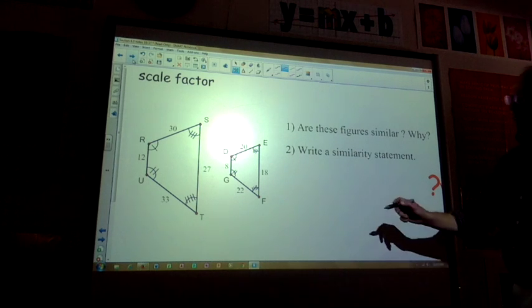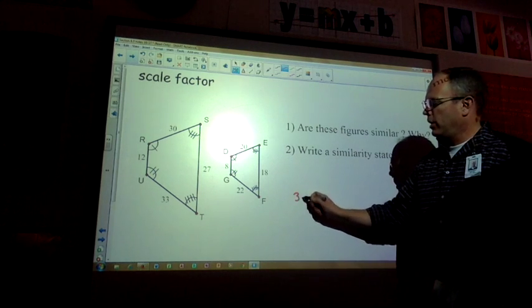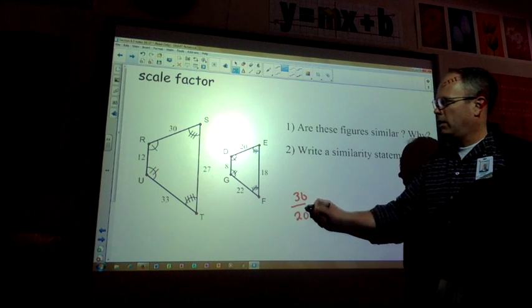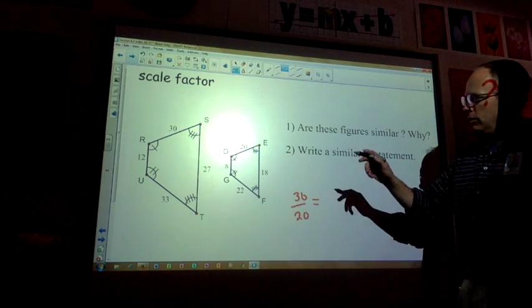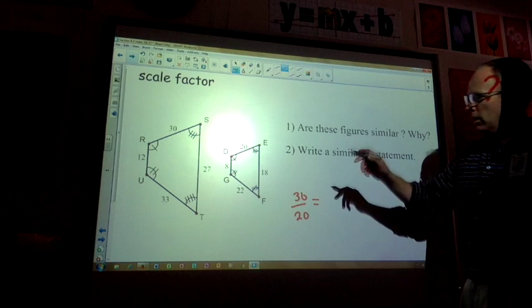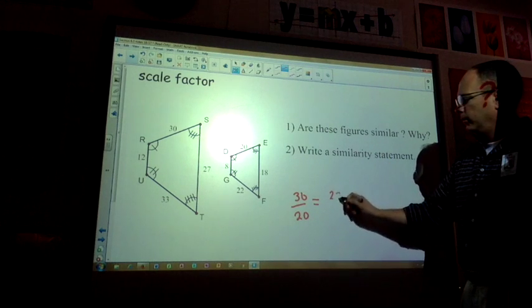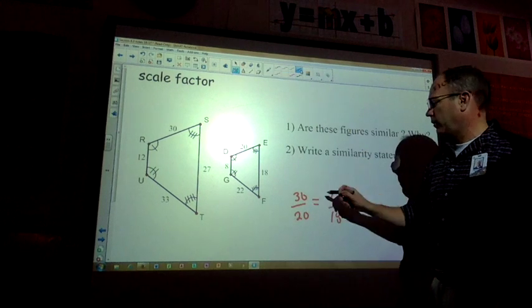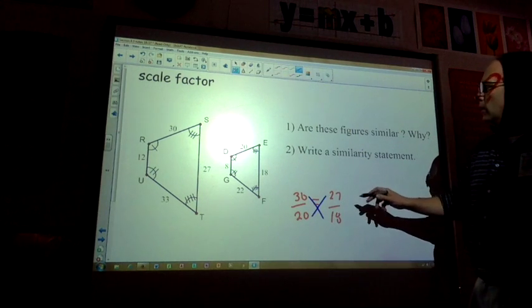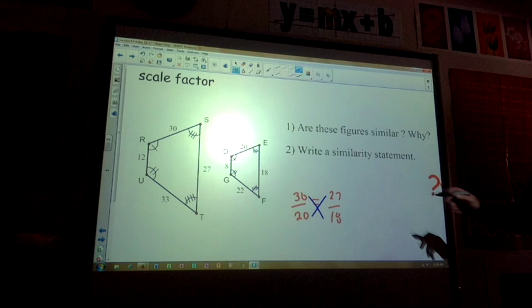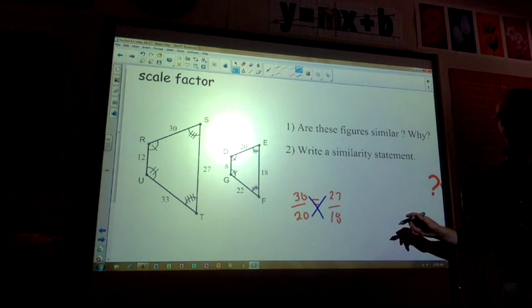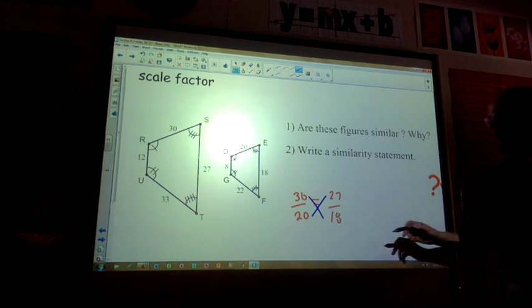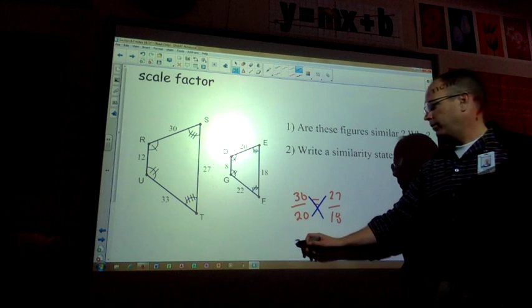Another thing you could look at is 30 to 20. That's that one ratio. 27 to 18. Someone with a calculator, just do the cross product of that real quick. Just multiply those out. 30 times 18 is 540. 540 both ways.